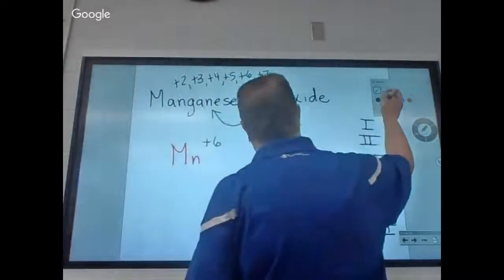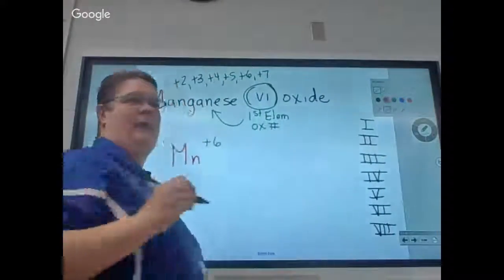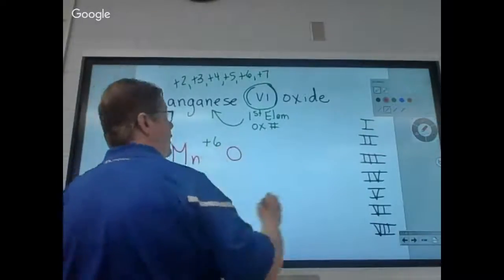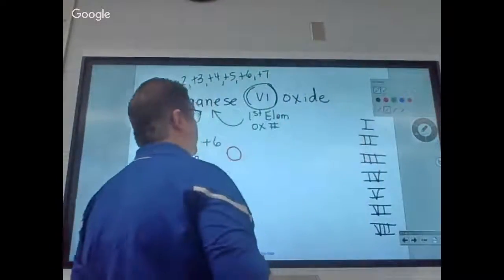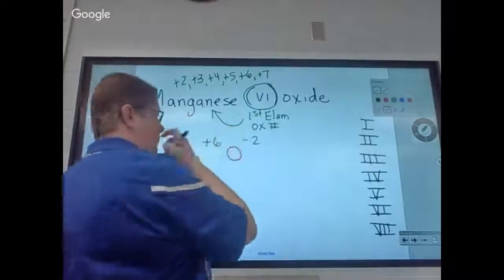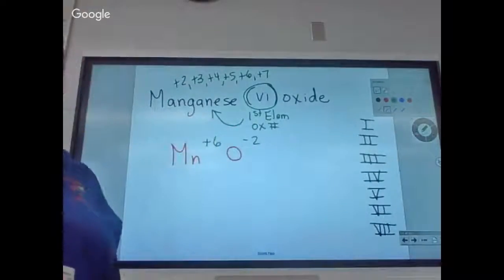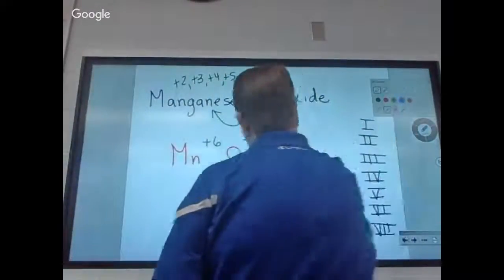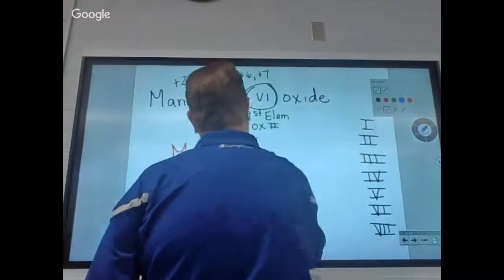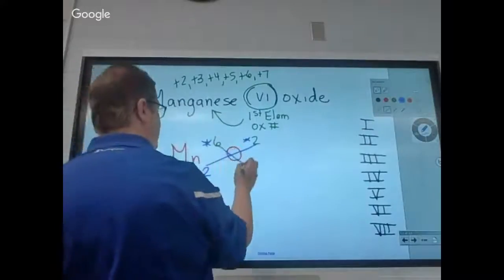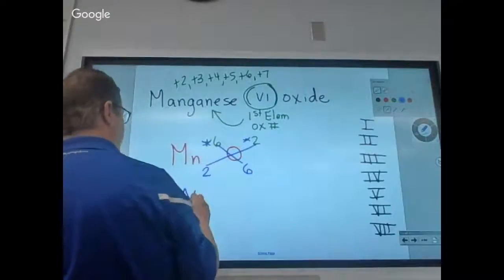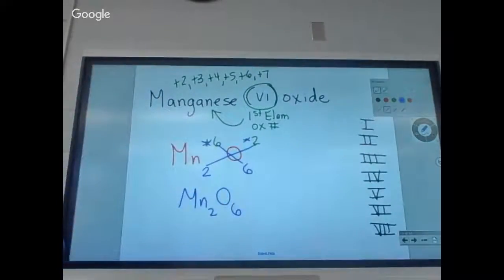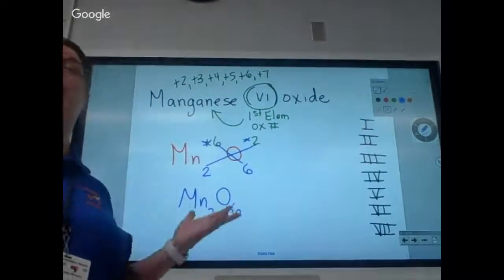So then I have oxide. What element is oxide? That's oxygen. So I write O, and O has what oxidation number? -2. Okay? Are you with me so far? First cross. We're going to get rid of the positive and the negative. The 2 comes down, the 6 comes down, and I have Mn2O6.